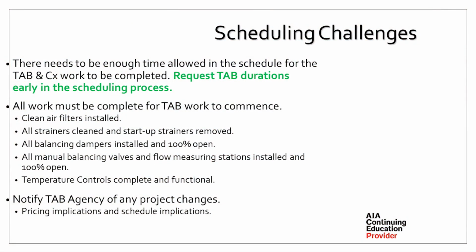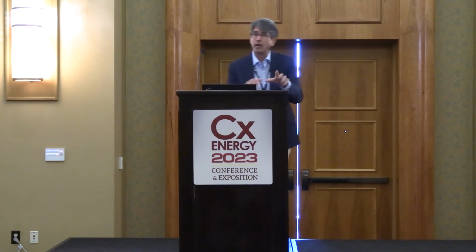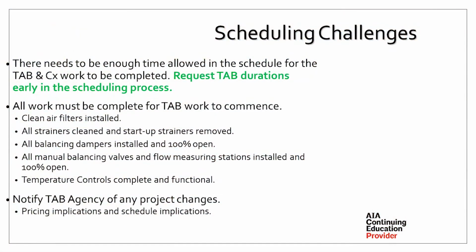Schedule challenges, probably the biggest thing is get the durations early, build it into the schedule. For the tab work to commence, clean filters are installed, strainers are clean, startup strainers are removed, balancing dampers 100% open, balancing valves 100% open, temperature controls clean and functional, and the last bullet item to make all the equipment started up and operational. So when we look at that, the biggest challenges really come in large projects, phased projects, areas, keeping in mind tab work's performed by system, not by area.